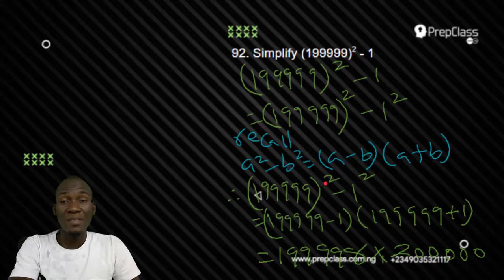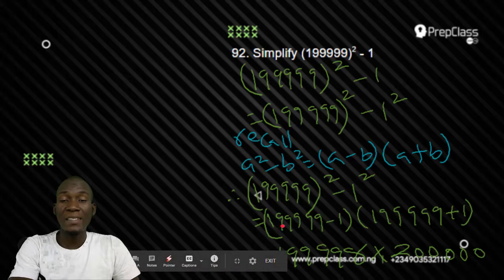So that means 199,999 raised to the power of 2 minus 1 raised to the power of 2 is going to be 199,999 minus 1 in a bracket, then open bracket 199,999 plus 1. You can see that. So if you subtract 1 from 199,999, we are going to get 199,998 multiplied by 199,999 plus 1, and that's giving us 200,000.